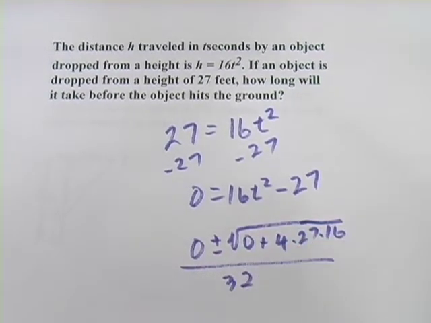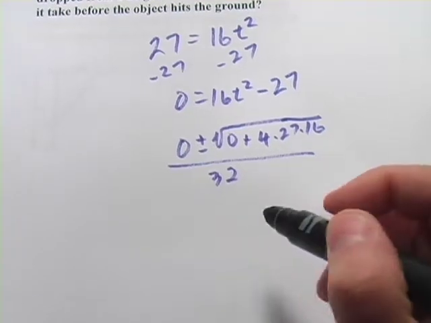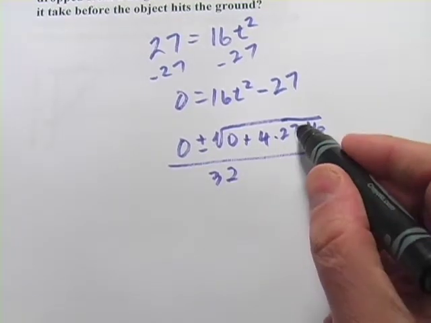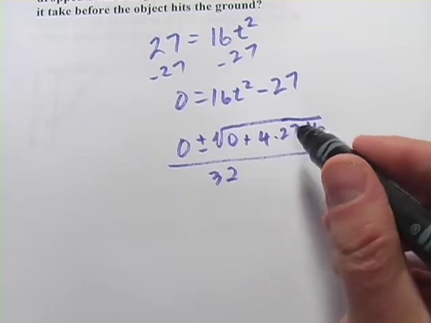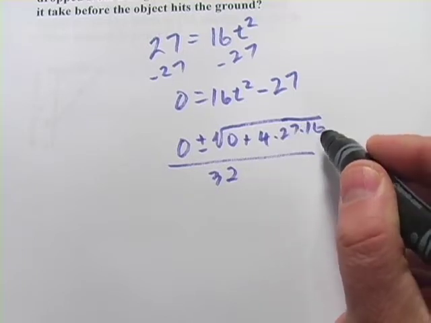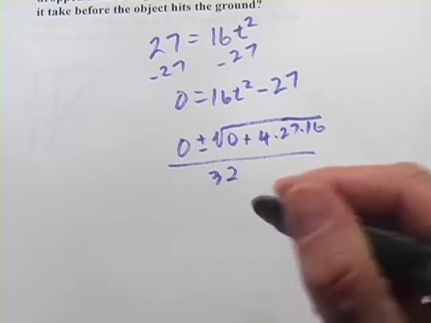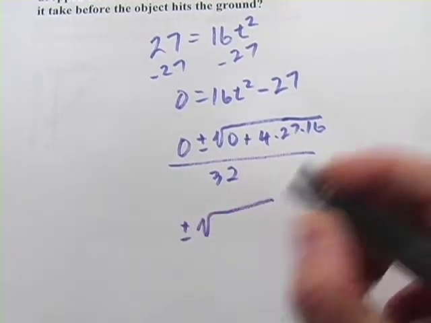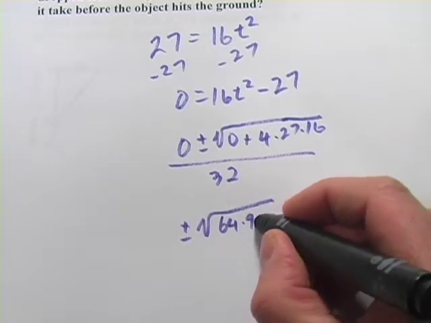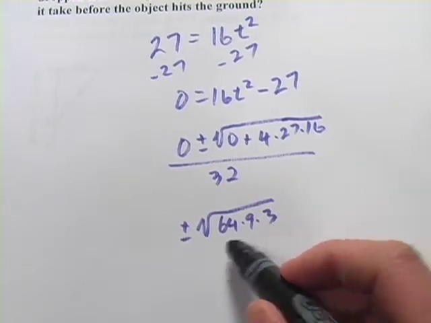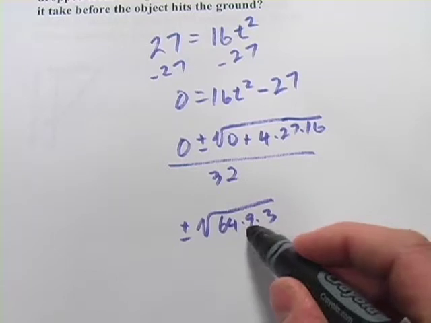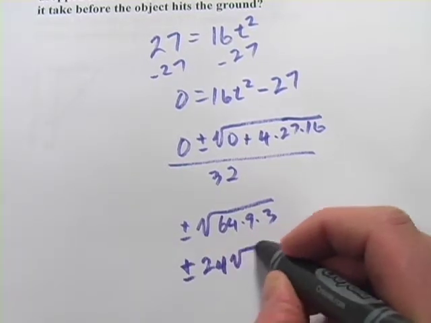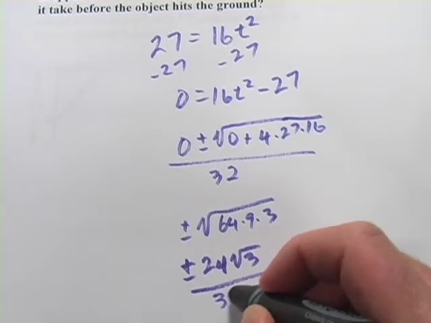over 2a, so that's all over 32. So 4 times 27 times 16, let's see, I might rearrange that as 64 times 9 times 3. So that's plus or minus the square root of 64 times 9 times 3. We're going to leave the 3 inside. We'll take the 64 out, make it an 8. We'll take the 9 out, make it a 3. So that's plus or minus 24 times the square root of 3 over 32.